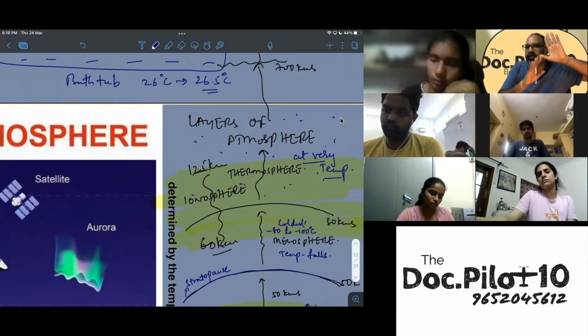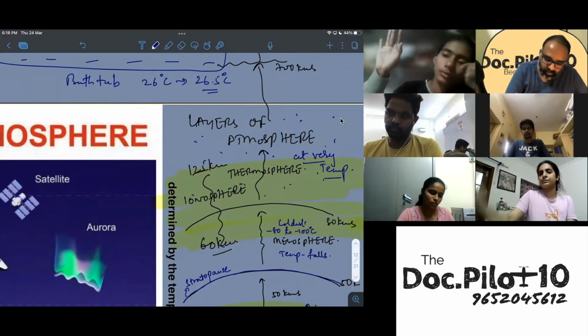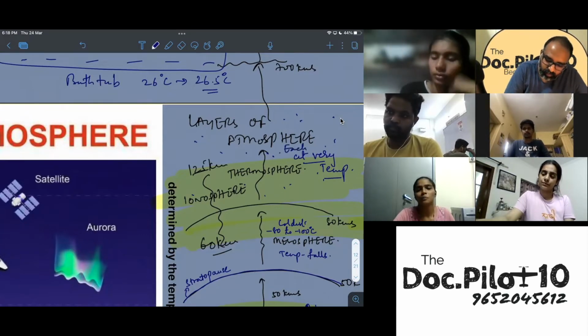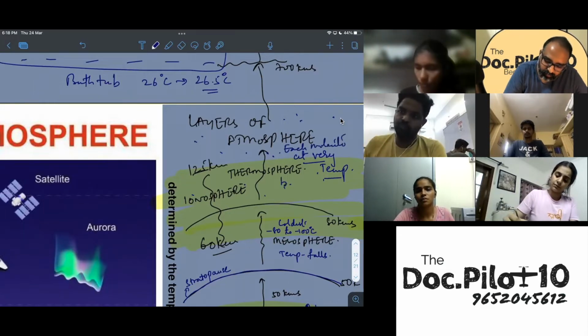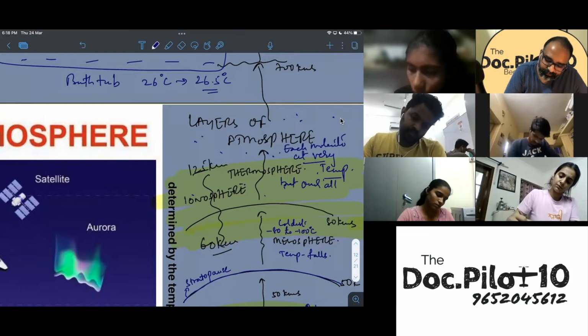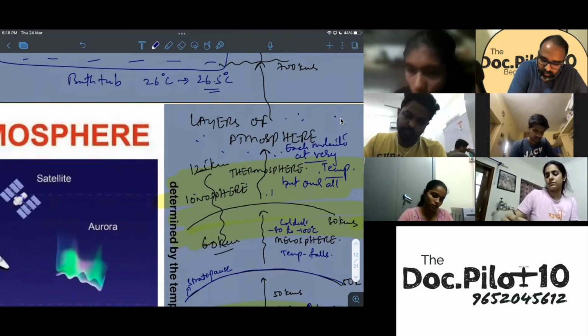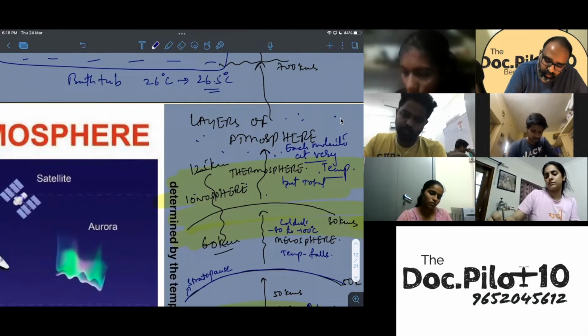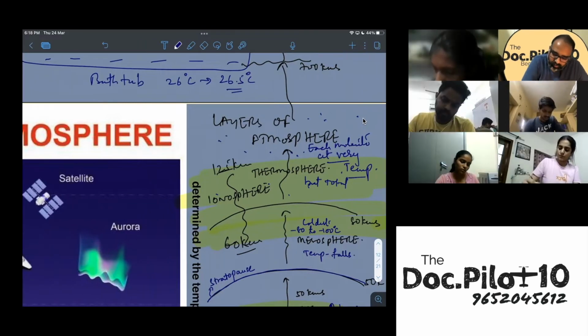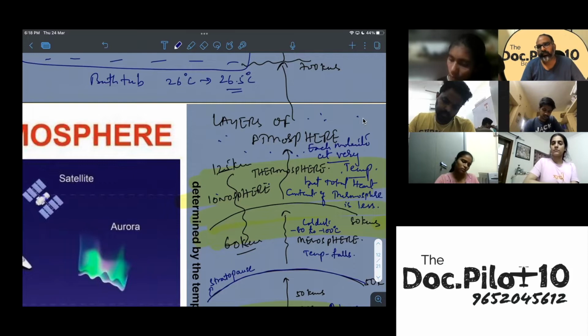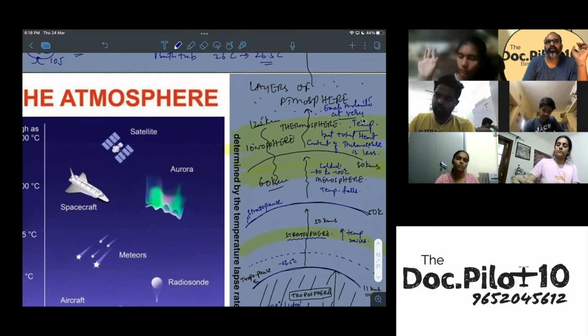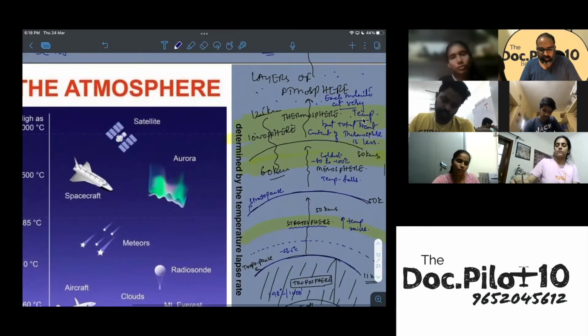How many of you understood the thing? Very good. So each atom, each molecule is at very high temperature, but write down: total heat content of the thermosphere is less. Am I clear? These can be the questions. Whatever I spoke, each line is a question.